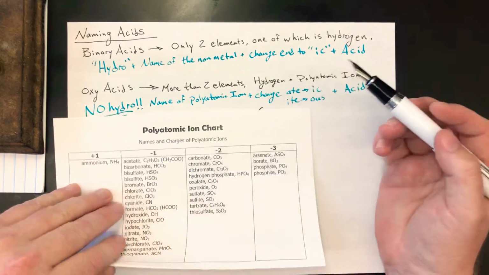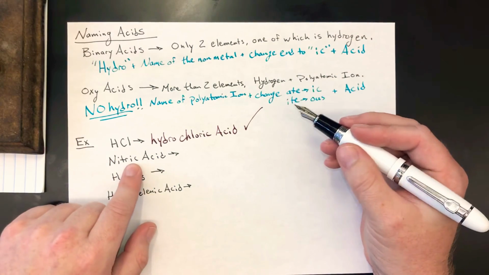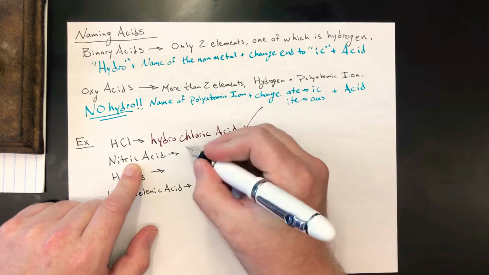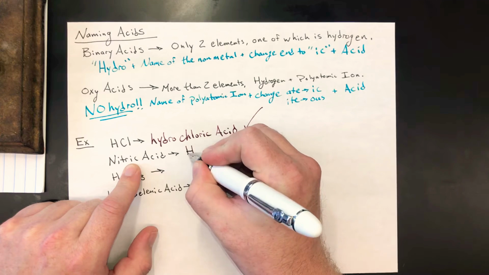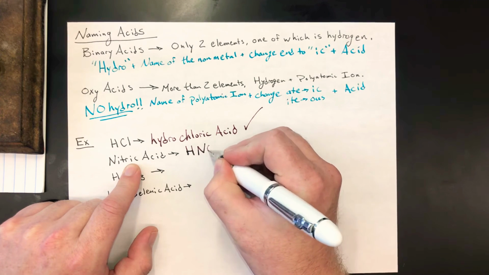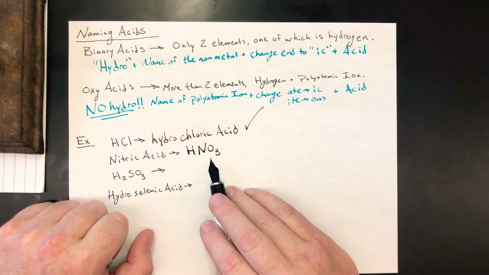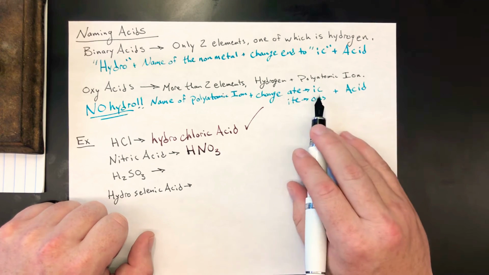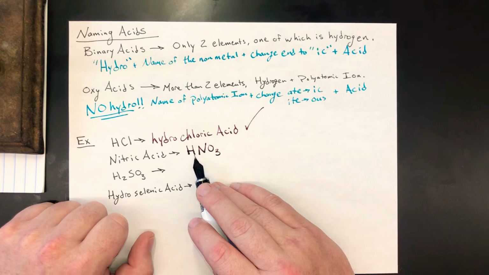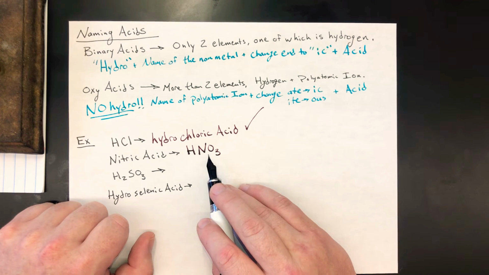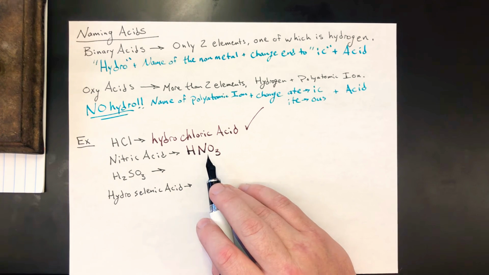So I'm going to take my -1 charge from nitrate, and that tells me I need 1 hydrogen, and it's going to be HNO3. So I know it's NO3 because that's nitrate, and ate and ic go together. I have 1 hydrogen because NO3 has a -1 charge. Let's look at another one.